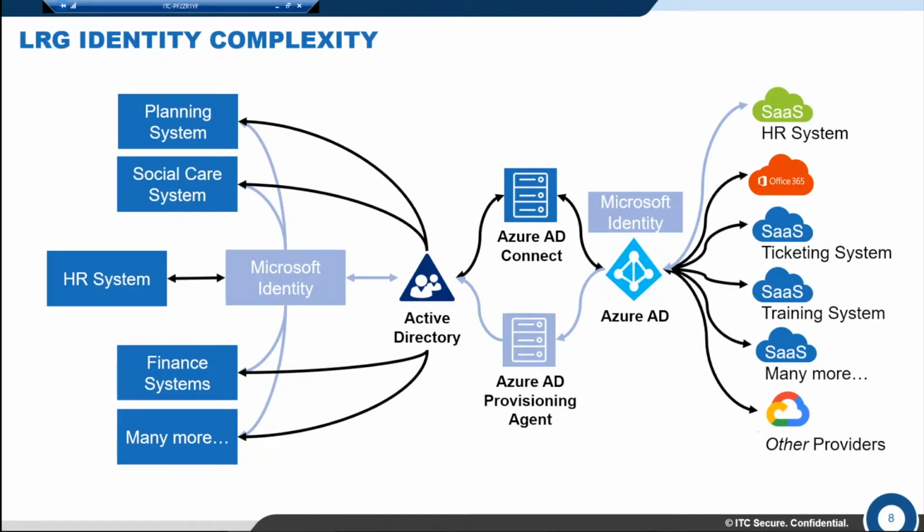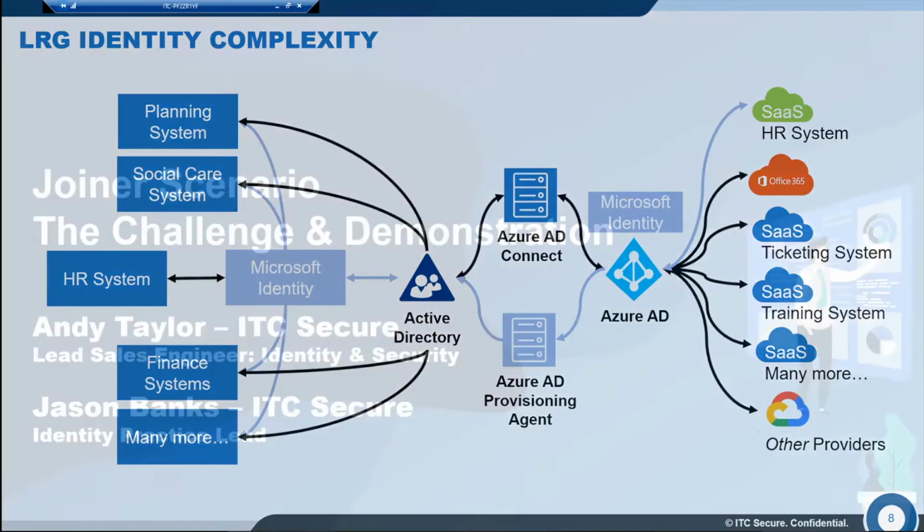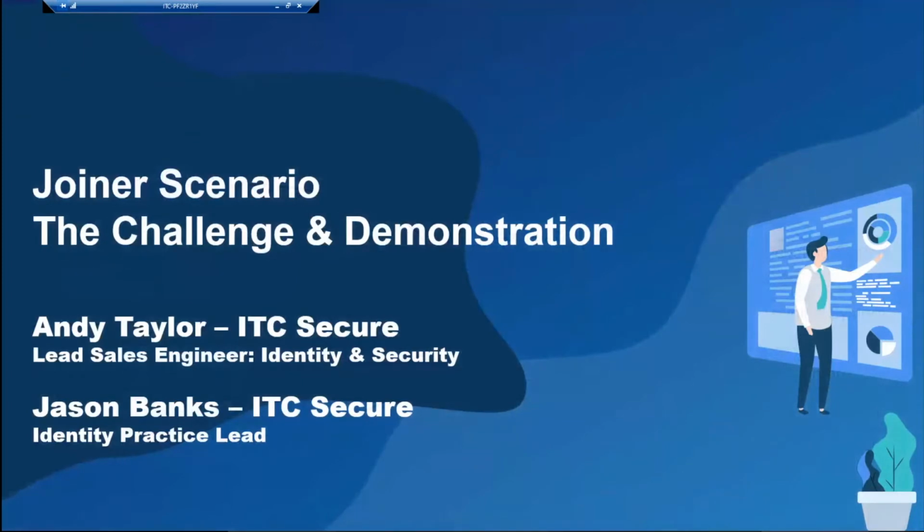What we want to show you today is how we can make one change to, in this case, an HR system, and show how that automatically ripples through all the systems you have in your environments. So let's get on with showing you some things. The first scenario we're going to look at is what we do when we get a new joiner?